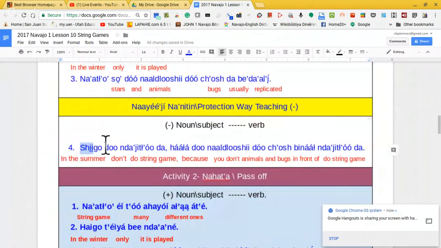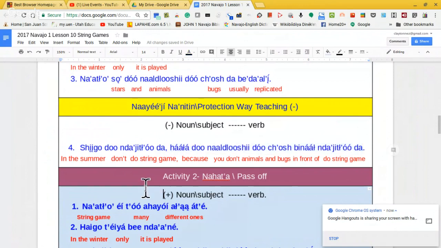Shingo means summertime. Nobody should be doing the stringing in the summertime. Why? Okay, so that string game is also a representation of spider webs, and in the summertime the spiders are out. So it's like making fun. So we don't want to do that.